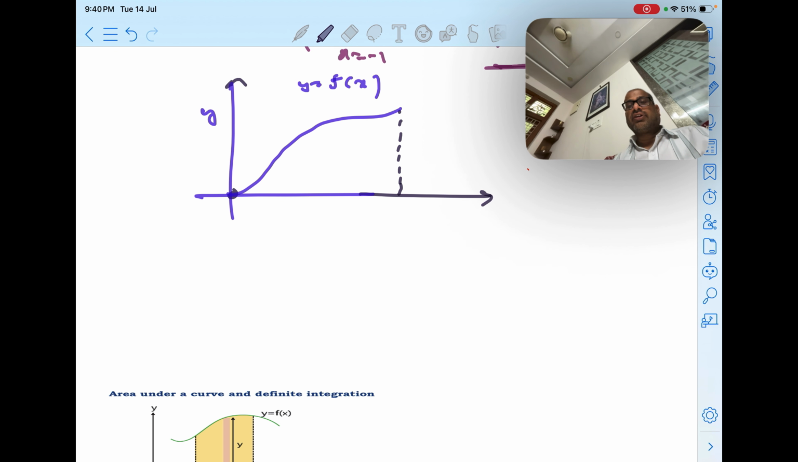So what this integration technique says is, the method of integration for finding this area from here to here is, divide this entire area into small elemental areas.